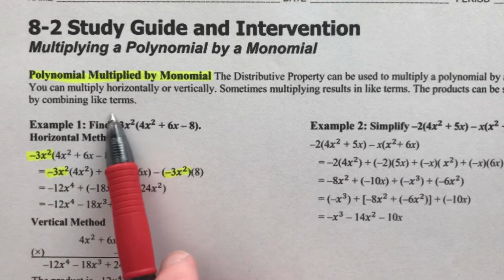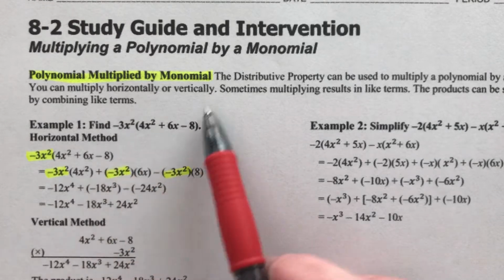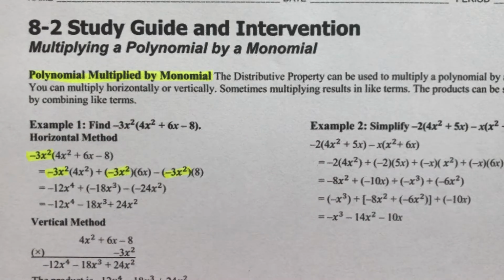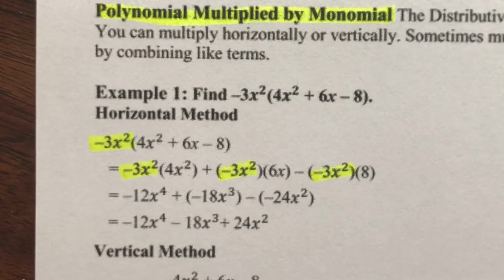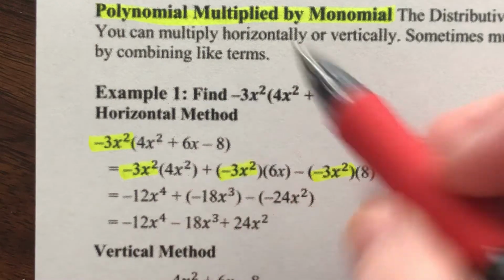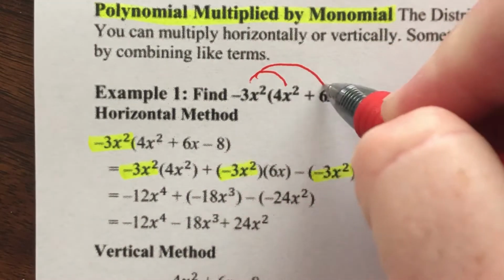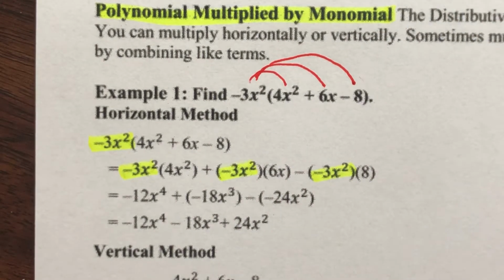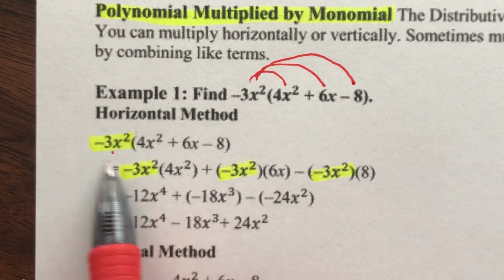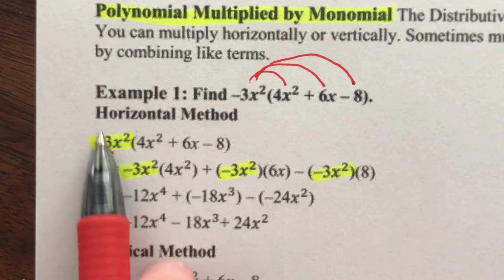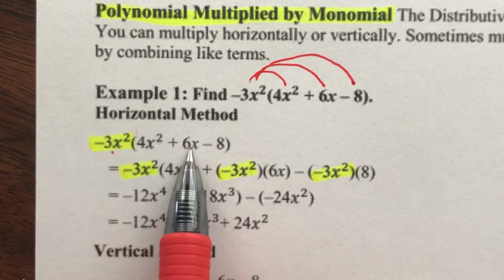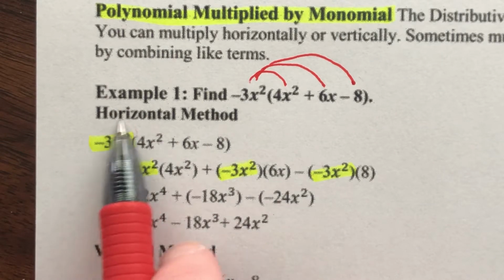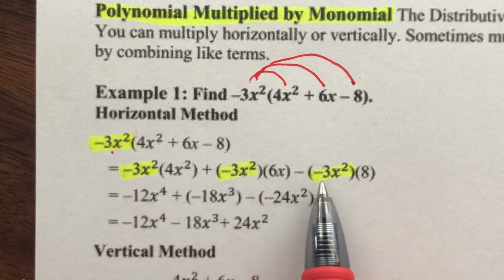We have to multiply negative 3x squared times everything in parentheses here. So we're going to distribute that negative 3x squared. Here, I'll zoom in a little bit. We're going to distribute this guy to each of the three terms inside parentheses. So we have it here. I highlighted it. We're going to multiply negative 3x squared times 4x squared, negative 3x squared times 6x, and negative 3x squared times negative 8.